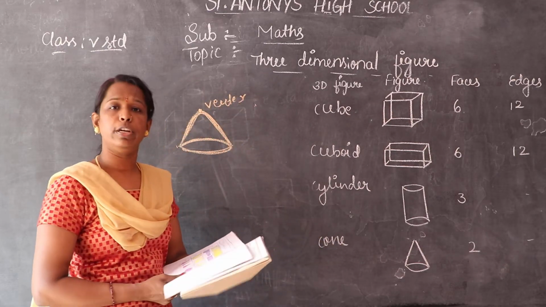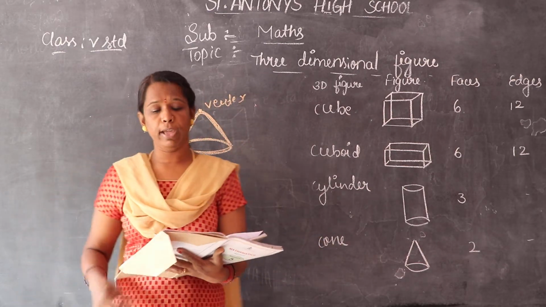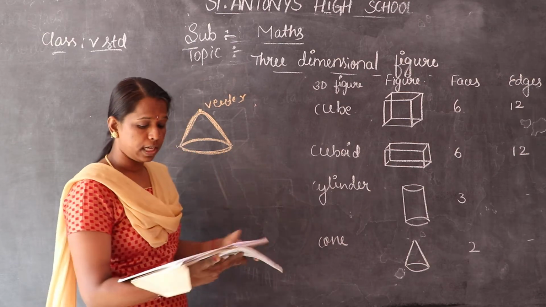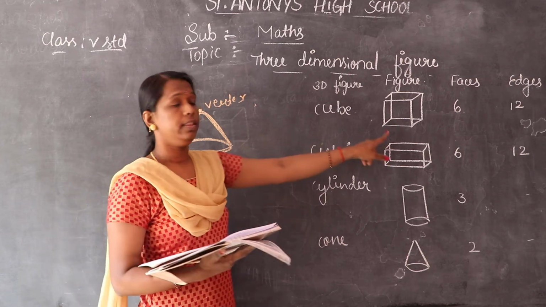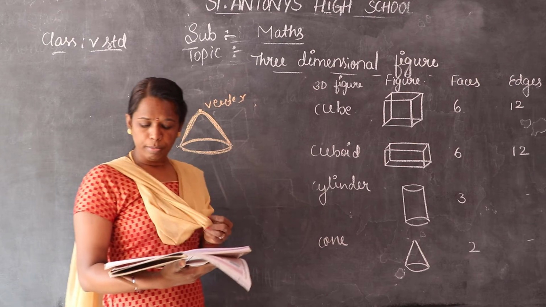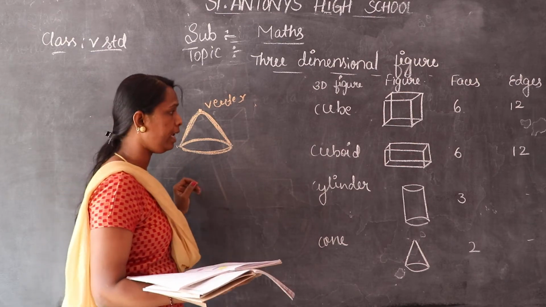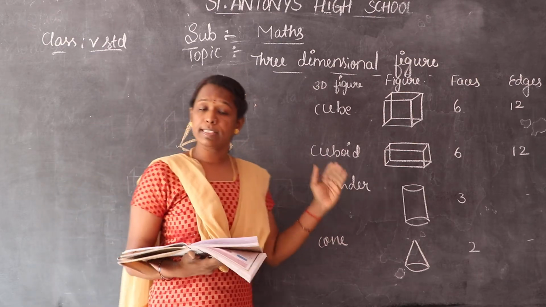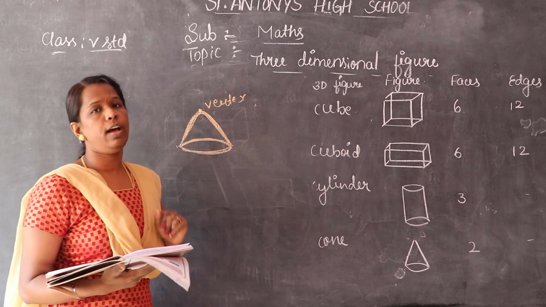So here is a question: what is the shape of the face of a cube? That is a square. How many circular faces are there in a cylinder? How many circular faces? 2 circular faces.